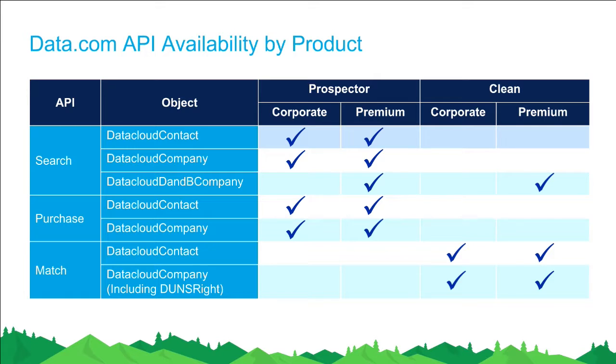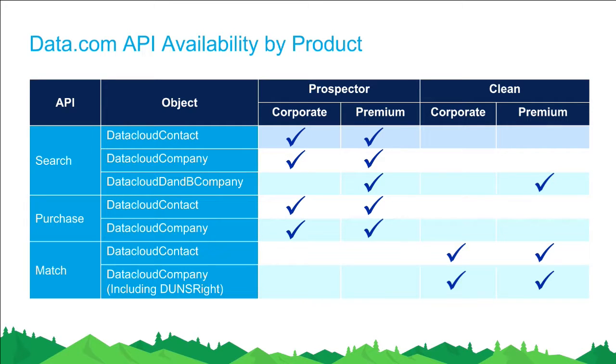Now, this is the availability today by what we have in the different products over here. So we talked about the search and the match API. The other API we have is the purchase API. What this is all about is, once you search for a particular record, some of the fields are obfuscated in the record. So what you really need to do is purchase the record so that you can view all the attributes on that particular record. I will demonstrate this with an example, which will make this clear.